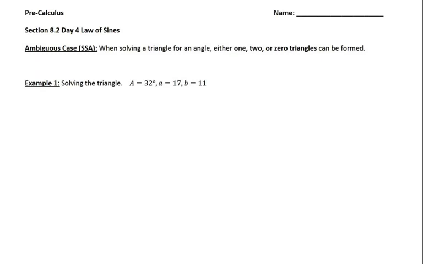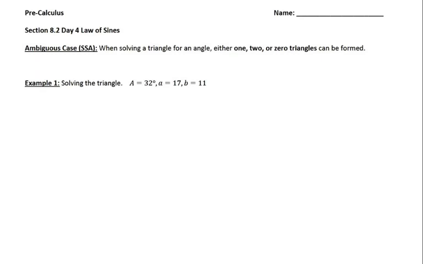And the ambiguous case only happens when we have SSA, meaning we have two sides and an angle that is not between the two sides. So in the notes today, we will walk through an example where we have only one possible triangle that can be formed, which is similar to what the problems were looking like in day 2, but also a situation where we could have 2 possible triangles that can be formed or 0 triangles that can be formed.